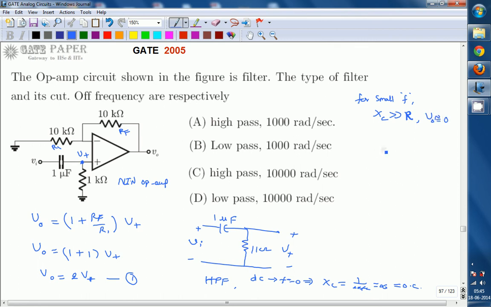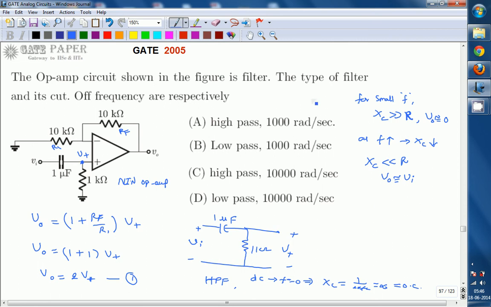So this network doesn't pass the DC signal as well as small frequency signals, but as frequency increases, XC gets reduced, because XC, the reactance of the capacitance, is 1 by 2 pi fC. So as f increases, XC reduces, and by that time XC is less than R. So now V naught is approximately equal to Vi. So this is going to pass only high frequencies. It is not passing the zero frequency, that is the DC signal, as well as low frequencies.